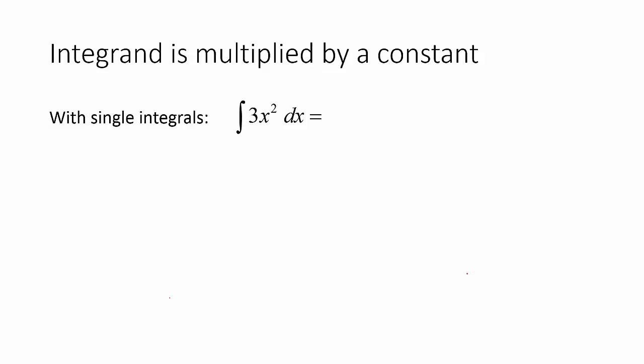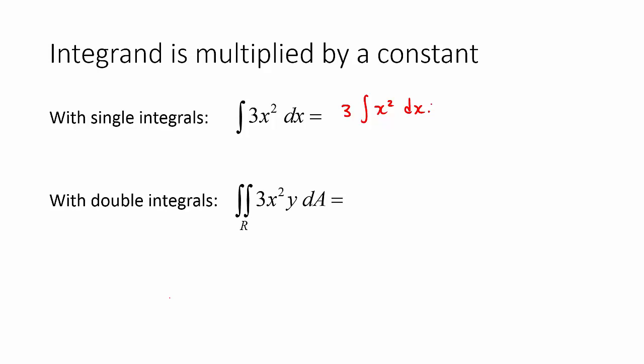Firstly, recall that with single integrals, you are able to place the constant 3 that multiplies x squared outside of the integration symbol like this. Following which, you carry out the integration as usual. Now, with double integrals, you can do the same like this.